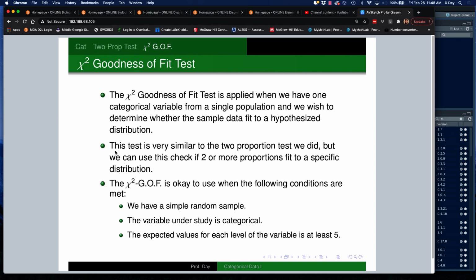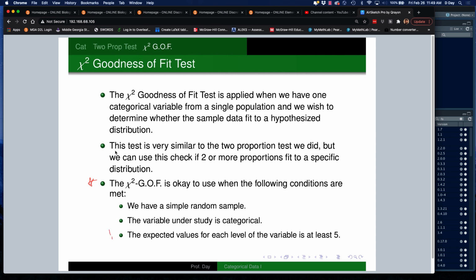The chi-square goodness of fit test is okay to use when the following conditions are met. We have to meet these. These are our assumptions for the chi-square goodness of fit test. As usual, we have to have a simple random sample. That's always going to be true of every assumption that we make for any test. The variable under study is categorical. All right, it has to be categorical. And the third one is really the most important one.